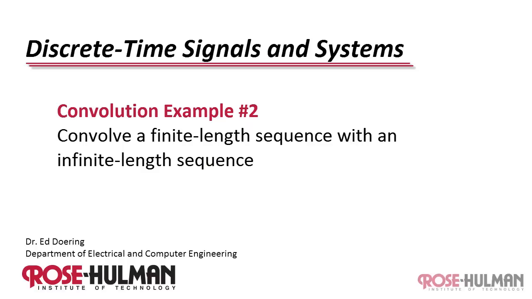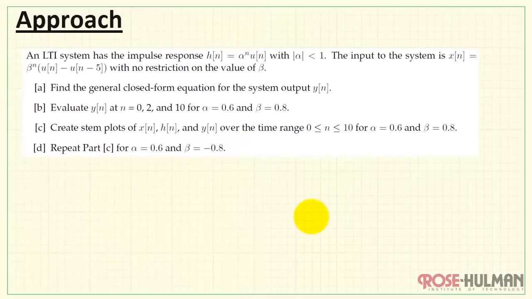This is convolution example number 2. Convolve a finite length sequence with an infinite length sequence. We have a linear time invariant system with impulse response h of n. The input to this system is x of n, and we'll take a look at the specifics of those functions later on. We want to find the general closed form equation for the system output y of n.